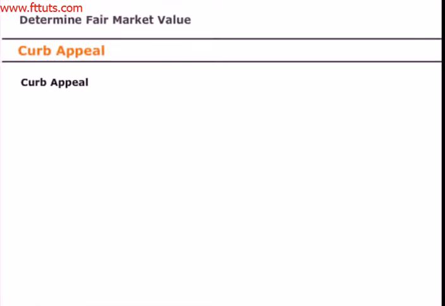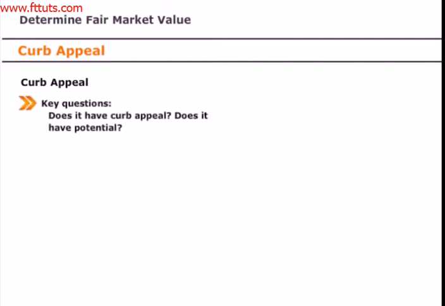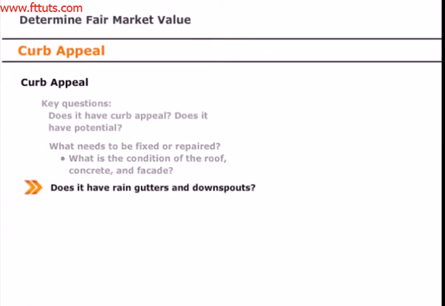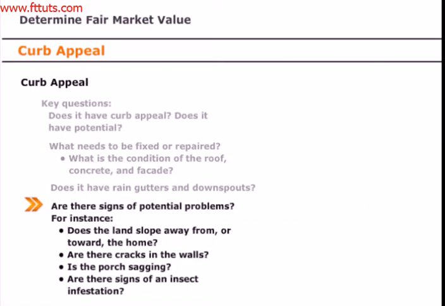When you arrive at the home, you should also note the condition of the exterior of the home. Does it have curb appeal? Does it have potential? What needs to be fixed or repaired? What is the condition of the roof, concrete, and facade? Does it have rain gutters and downspouts? Look for signs of potential problems. For instance, does the land slope away from or toward the home? Are there cracks in the foundation, facade, or walkways? Is the porch sagging? Are there any signs of an insect infestation?